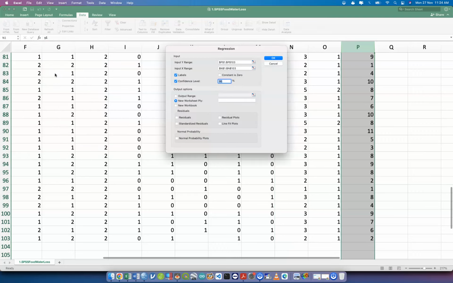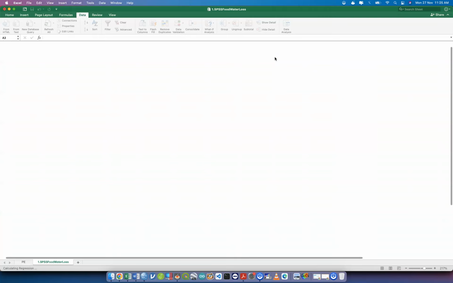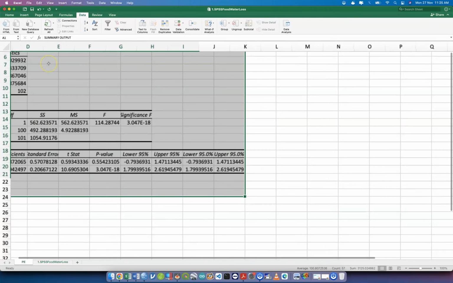And then followed by the confidence level. I'm going to set it as 95% confidence interval. And then I'm going to use the new worksheet ply. So for this new worksheet, I'm just going to put here SPE, predicted equation. And then you can request all of this: the residual, standardized residual, residual plots, line fit plots, all these things you can request. But I do not want to request them at the moment, just for a descriptive nature of the explanation. I just want to run it straight away. And then you click the OK button over there. When you click the OK button, the output is going to be generated as follows.